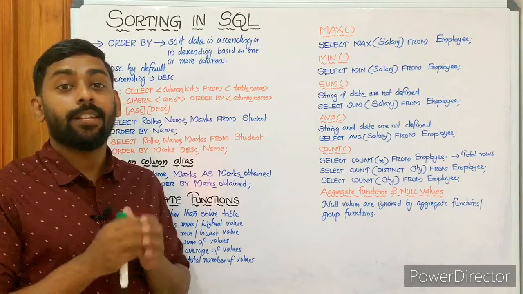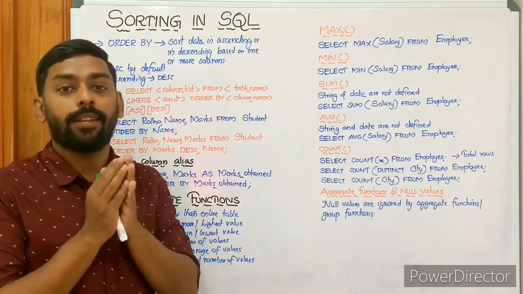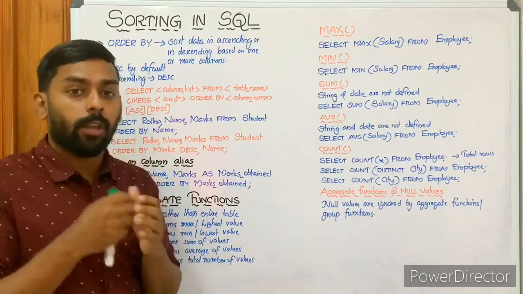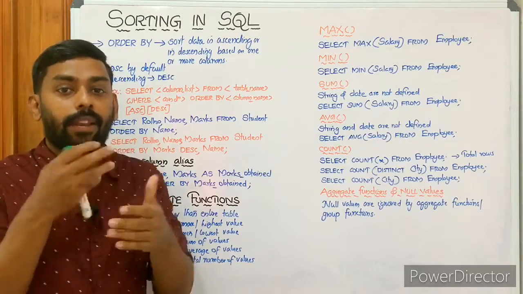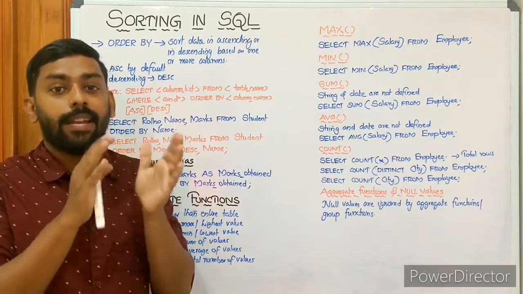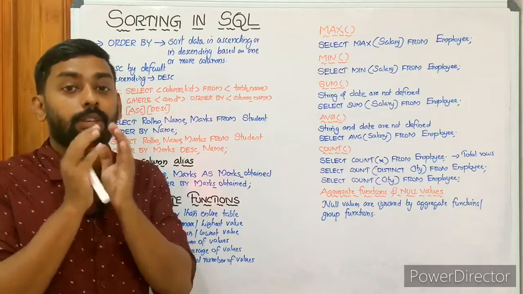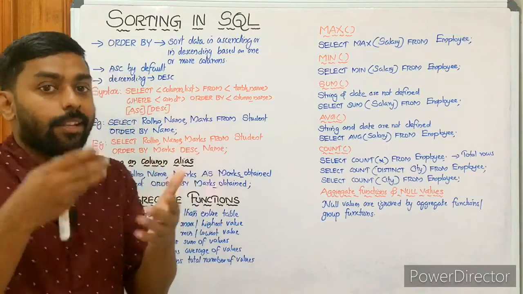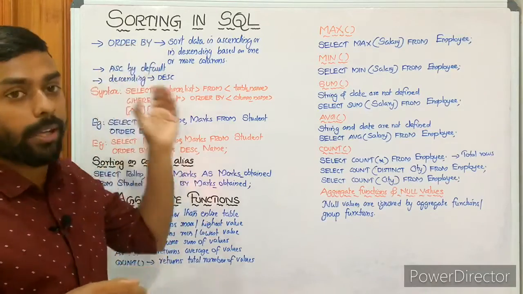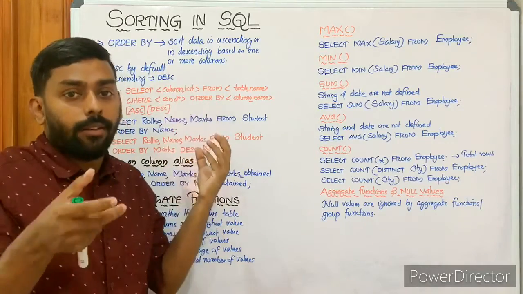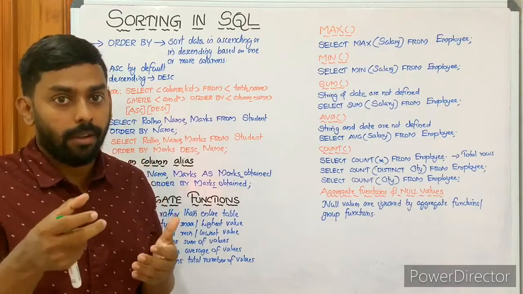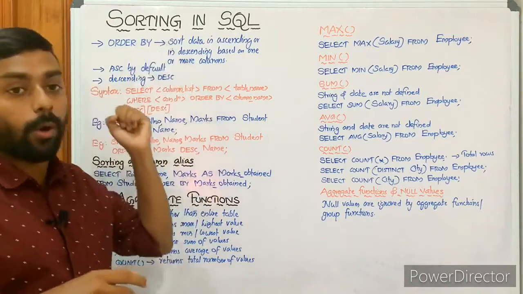We have already learned special operators in SQL like BETWEEN, IN, LIKE, and aliasing, giving another name for columns as well as tables in our previous session. Today we have two very important and interesting topics for discussion. The first one is sorting in SQL, and next we will look at aggregate functions, or we can call them group functions in SQL. So let's start with sorting in SQL.